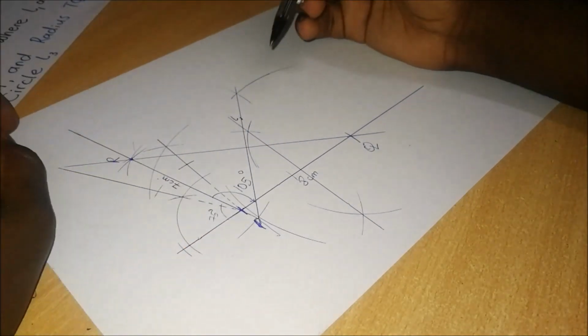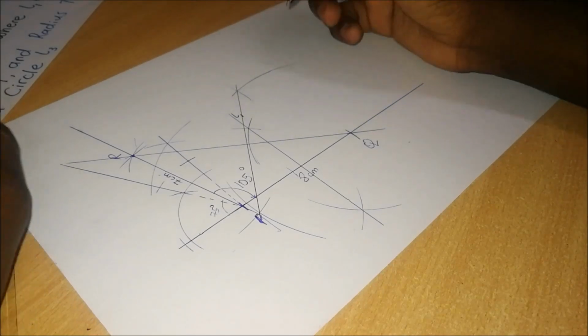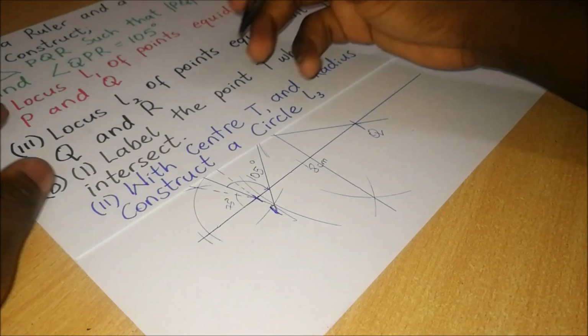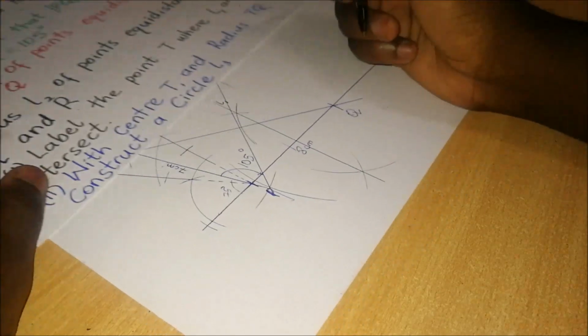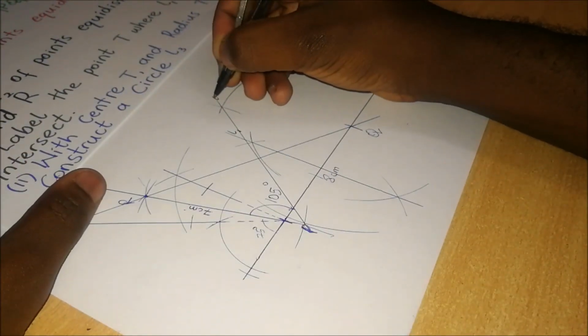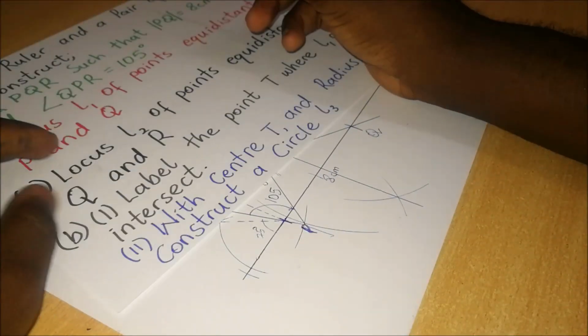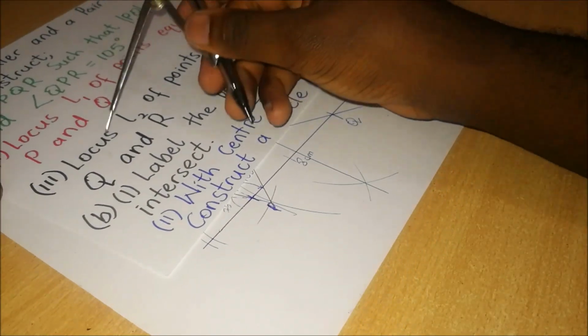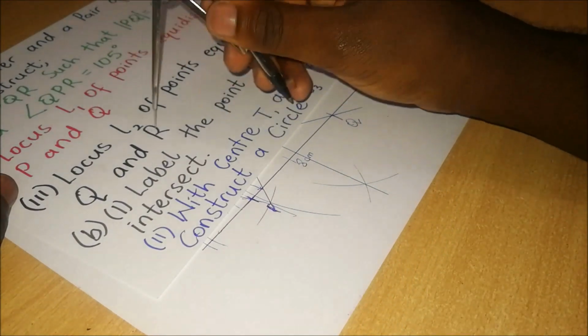I draw that. So when I draw that, I have finished Roman 2. They're saying the locus of points L2. So I'll label this locus L2. The line is called L2. So locus L2 of points equidistant from Q and R.